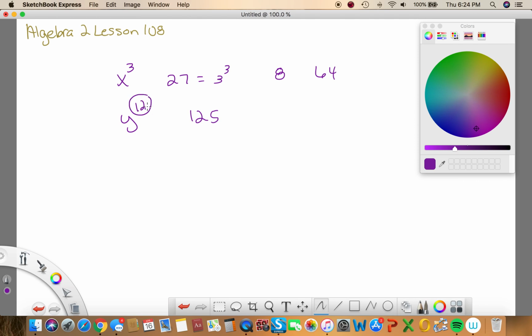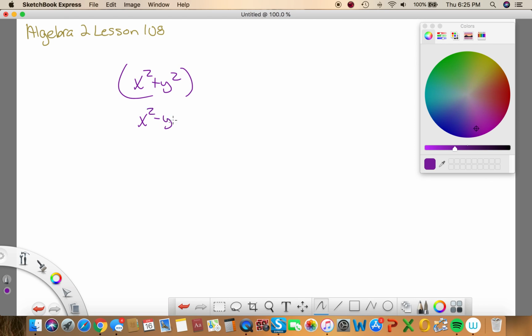How do I know that this is a perfect cube? If you can divide the exponent by 3 and there is no remainder, and it does, 3 goes in there evenly 4 times. So just like we said, this is the sum of perfect squares, and this is the difference of perfect squares. This one is factorable, and this one is not factorable.